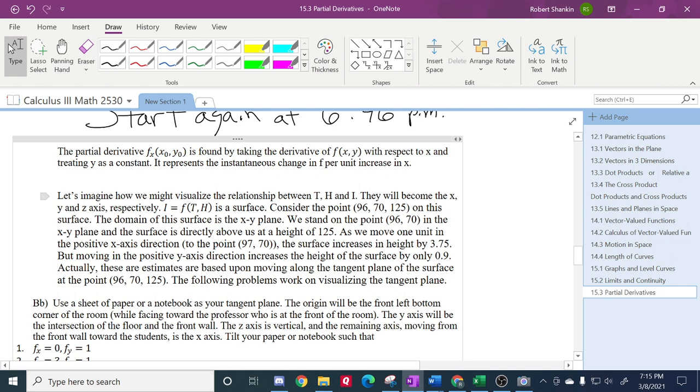If you moved one unit in the positive x direction, your height goes up by 3.75. One unit in the positive y direction on the domain, on the floor, and then you look straight up, the tangent plane would have increased in height 0.9 feet. So the following problems work on visualizing the tangent plane.